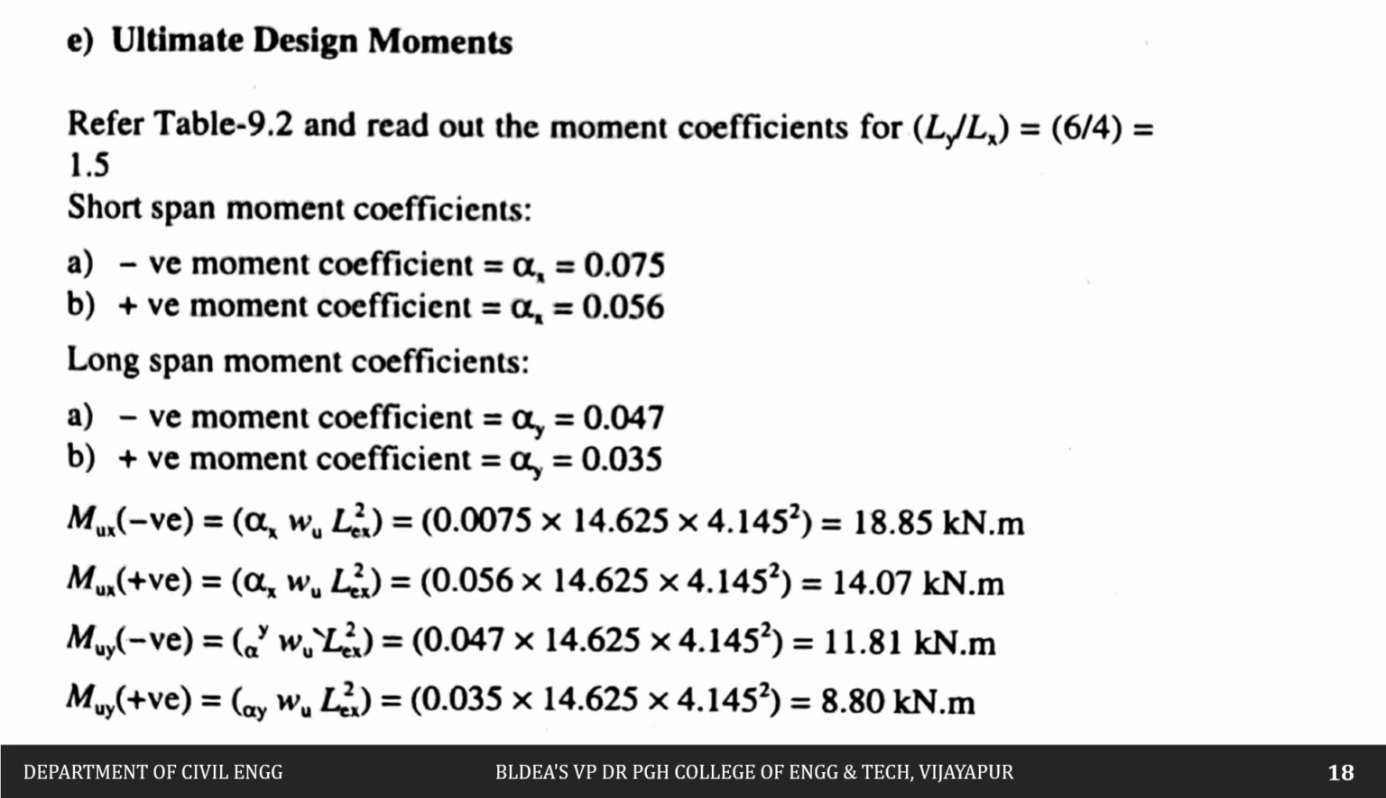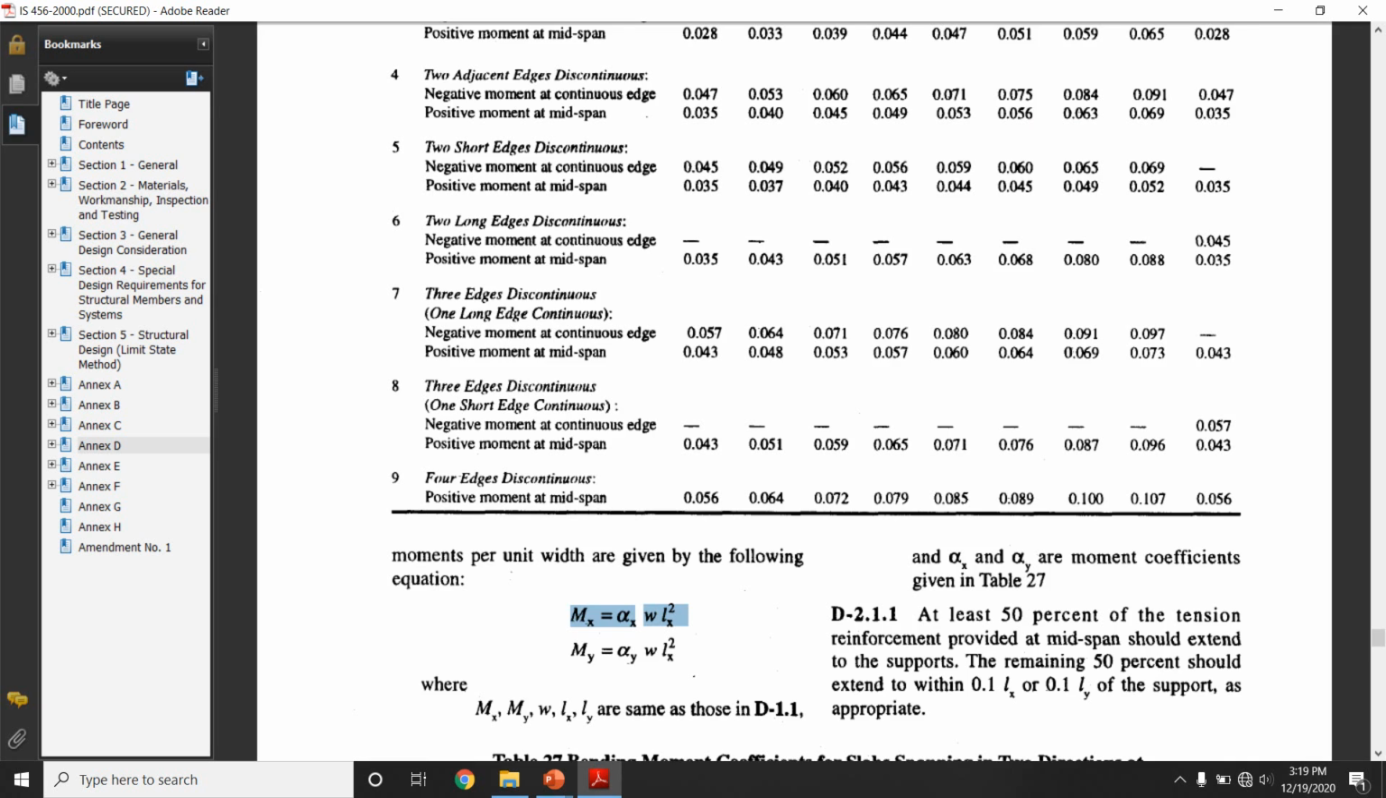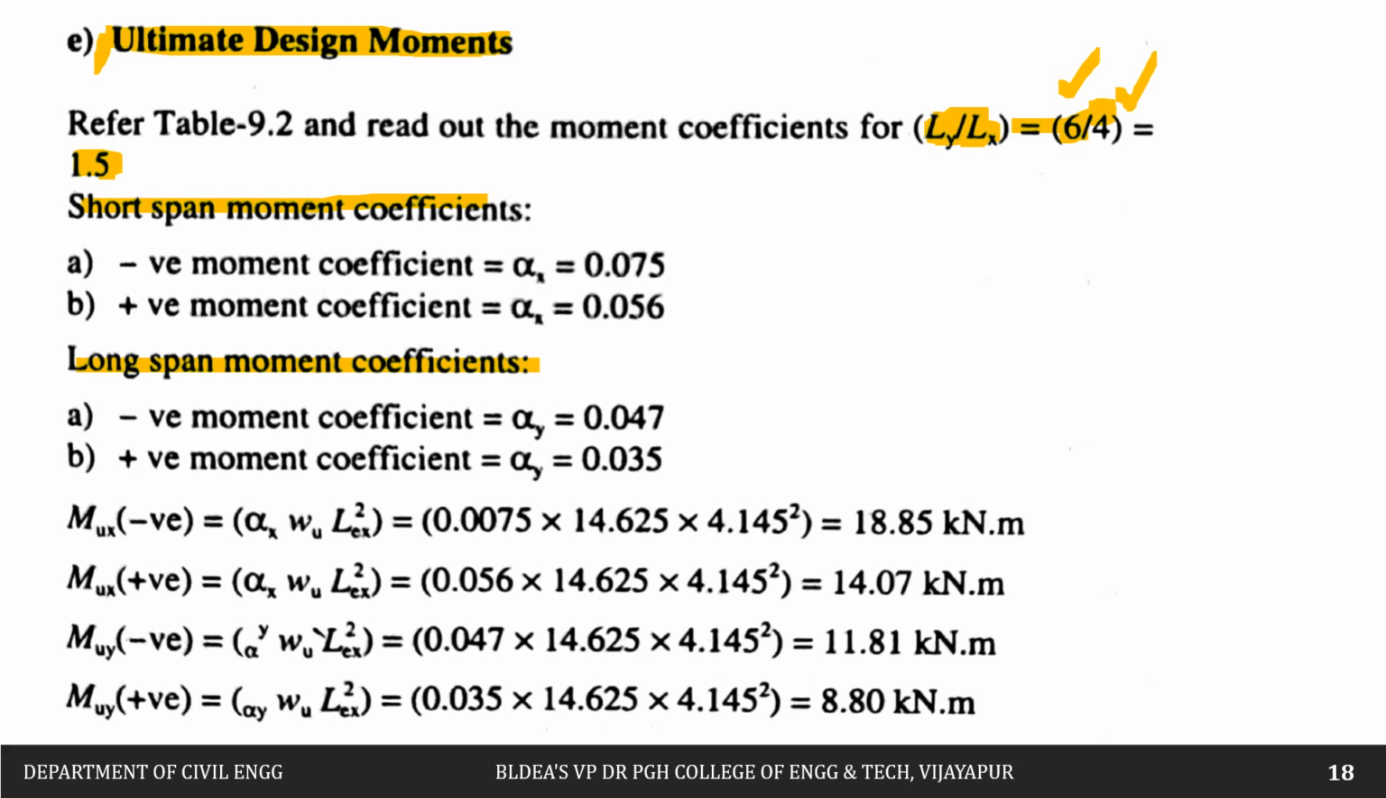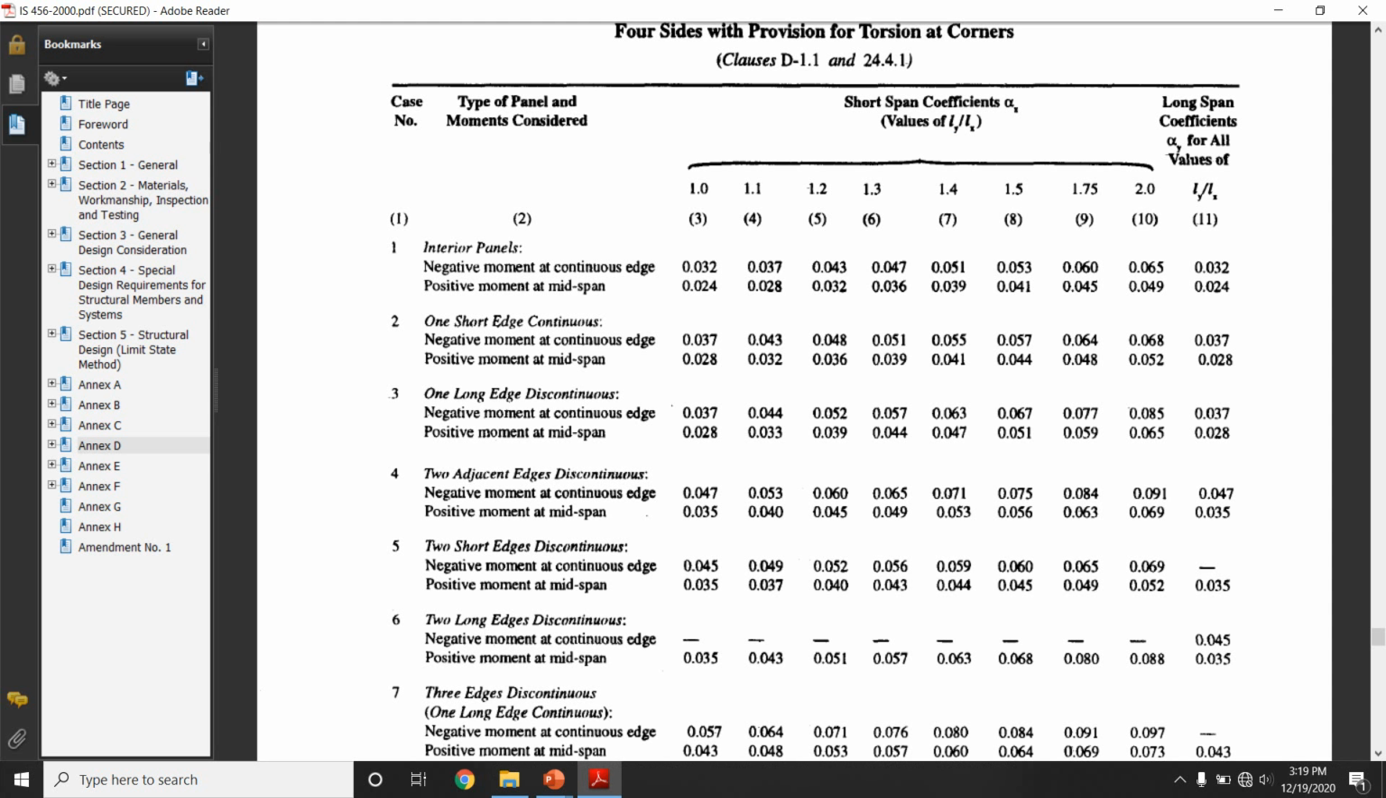Then next, let us calculate the ultimate moments by using the IS code. First let us calculate the Ly by Lx ratio, that is longer span to the shorter span. 6 divided by 4 is nothing but 1.5. For this let us find the short span moment coefficient and long span moment coefficient. If you see the table, this is the table we have. So the Ly by Lx ratio is 1.5, and these are the values we have to consider.